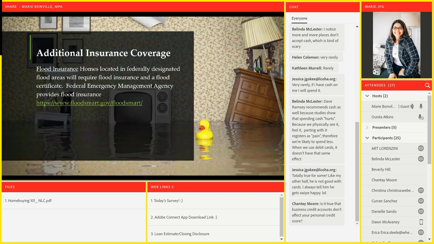Flood insurance is a little different. You have to go through the market for that. So you've got to go to floodsmart.gov, if you're in that bracket. But that will come out long before.